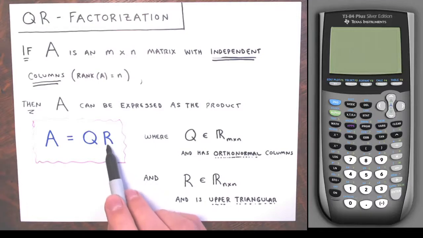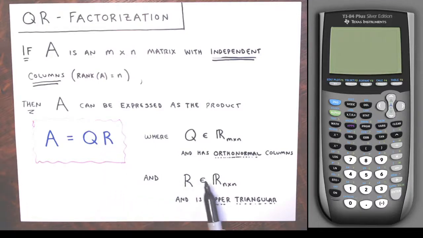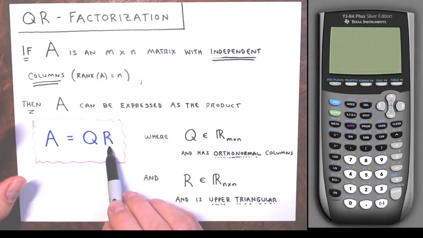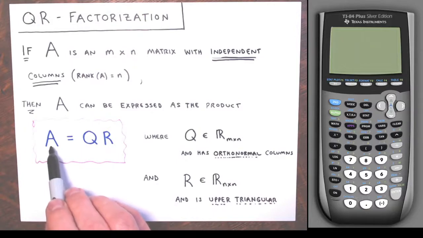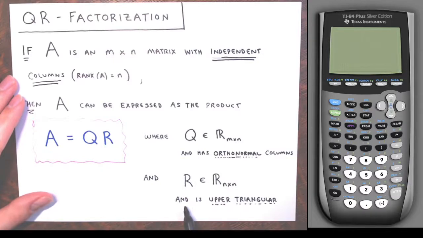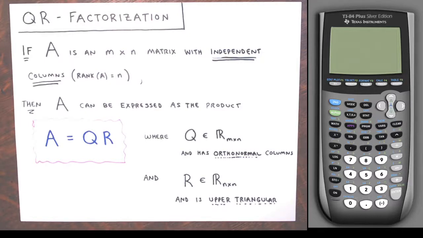And this matrix R is a square matrix, an n by n matrix, because an m by n times an n by n would give me an m by n. R is a square matrix that is upper triangular. Remember, upper triangular means all of the entries below the main diagonal are 0. If there are any non-zero entries, they're on the main diagonal or above it.